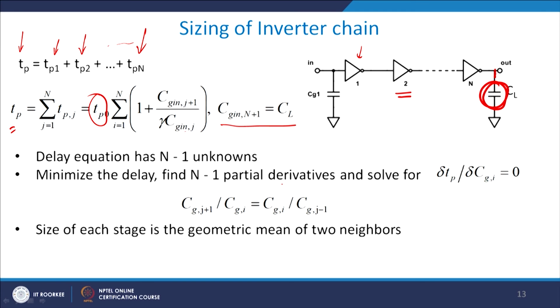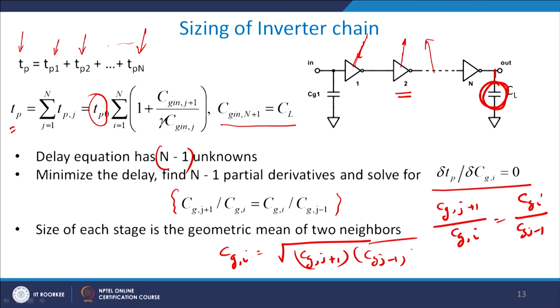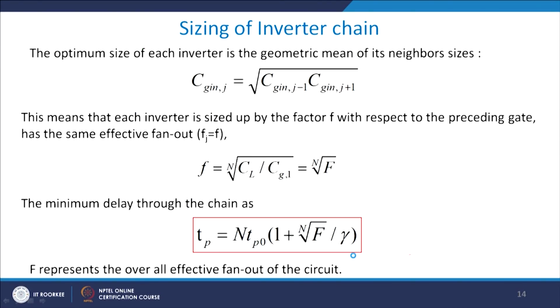The delay therefore has n minus 1 unknowns, because there are n minus 1 transistors available. We need to solve del Tp by del CGj and equate it to 0, and if we do that we get CG j plus 1 divided by CGj equals CGj divided by CG j minus 1. So CGj is nothing but the square root of CG j plus 1 multiplied by CG j minus 1. If you want to find the input gate capacitance of the second one, find the geometric mean, the square root, of the gate capacitances of the first and third ones. If you fix the second one such that it is the square root of the two neighbouring ones, we automatically get a reduced delay.